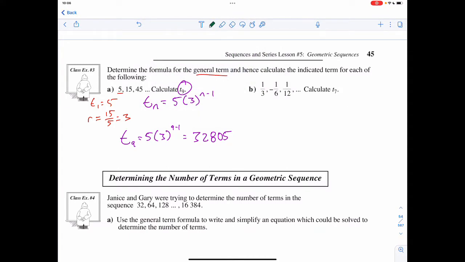In the second case, I can see that term 1 is equal to 1 over 3. My r value is equal to 1 over 3 divided by negative 1 over 6, which is going to give me an r value of, oh, sorry, I did those backwards. Term 2 divided by term 1: negative 1 over 6 divided by 1 over 3, which gives you an r value of negative 1/2.